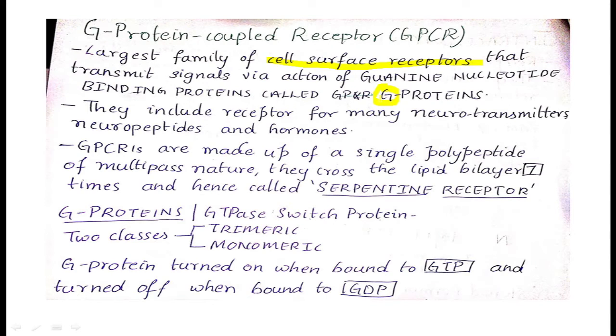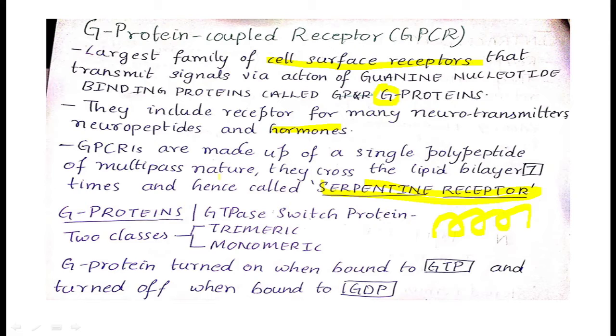Then GPCRs include receptors for many neurotransmitters, neuropeptides and hormones. They are made up of a single polypeptide of multipass nature. They cross the lipid bilayer 7 times, and hence they are called serpentine receptors. So they are a single membrane protein, but they cross the plasma membrane 7 times, and that's why they are called serpentine receptors.